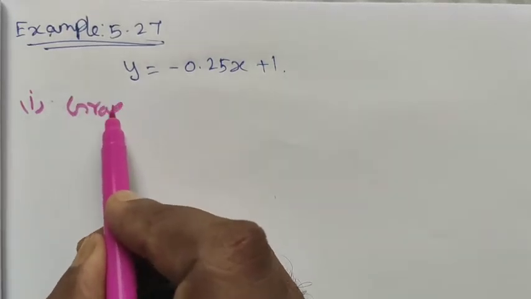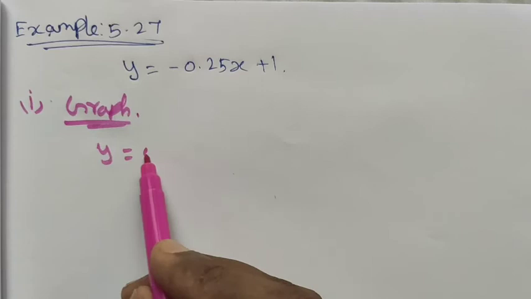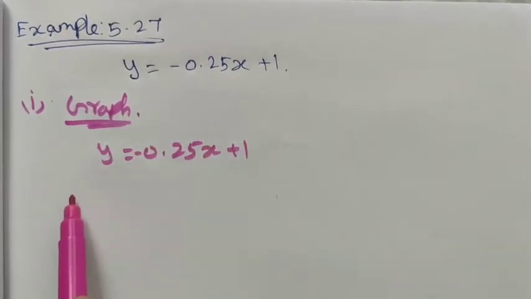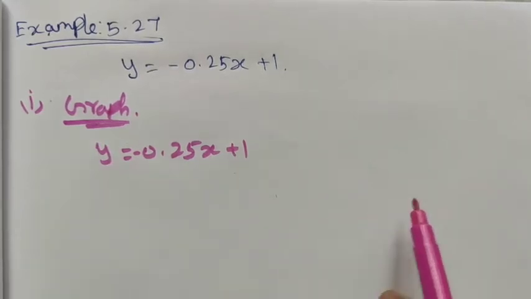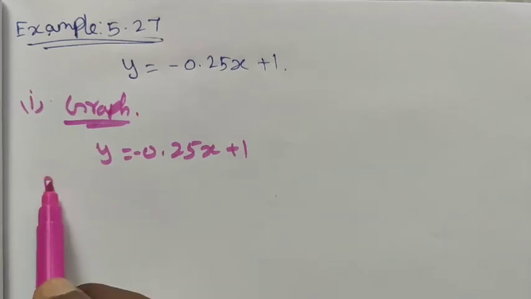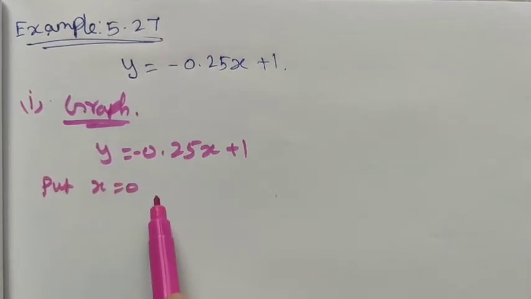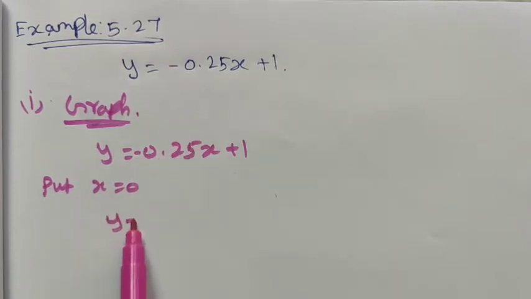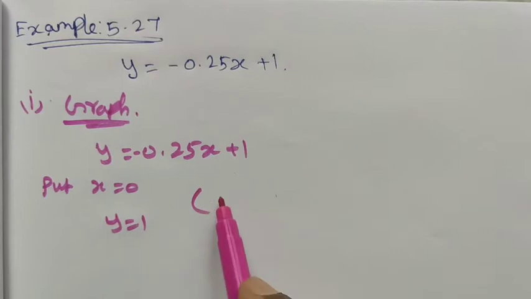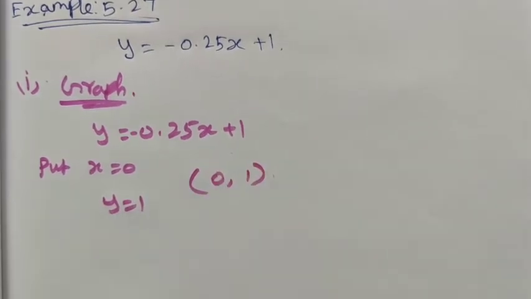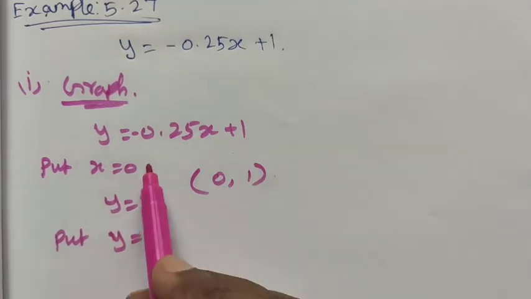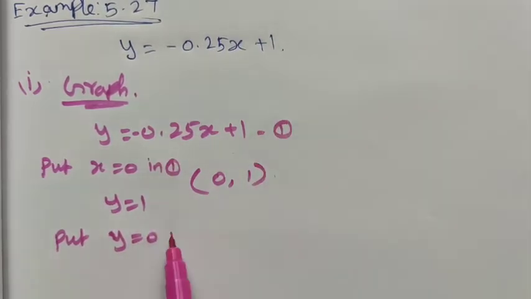To draw the graph, I take this equation y is equal to minus 0.25x plus 1. Now we want to find the coordinate points. Then only we can draw the graph, right? Put x equal to 0. If I put x equal to 0, the whole term becomes 0, then y is equal to 1. Then the coordinate points are (0, 1). Right? And then put y is equal to 0 in equation number 1.